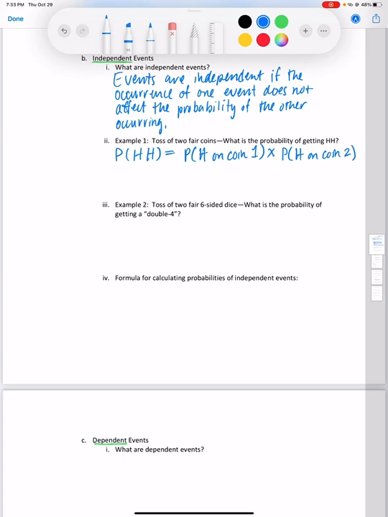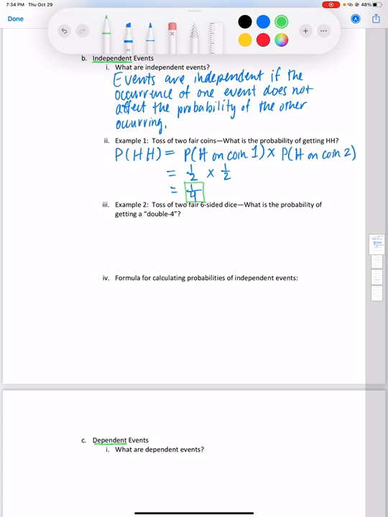Okay, since these are AND probabilities, there's two different ones, and these are independent, so we're just going to simply multiply them. And watch, you'll get the same answer as before. So remember that this was 1/4. The probability of getting heads on coin 1 when you toss it is 1/2. The probability that you get heads on coin 2 is also 1/2. When you multiply them together, you get 1/4. So that is the same as before. So AND probabilities can be found by multiplying.